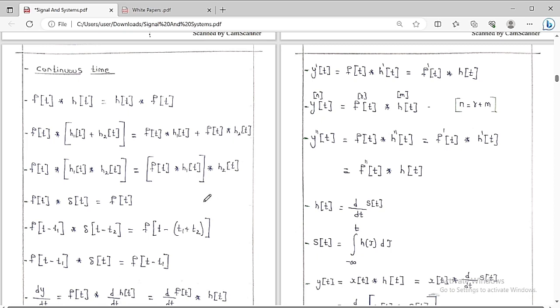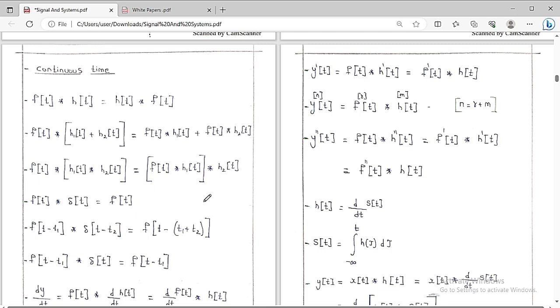Now let's go for the continuous case. Continuous time convolution properties we are going to discuss in a very detailed manner. If you know the discrete time properties, then with the help of that we can easily get the continuous time properties also. Let me see one after another.